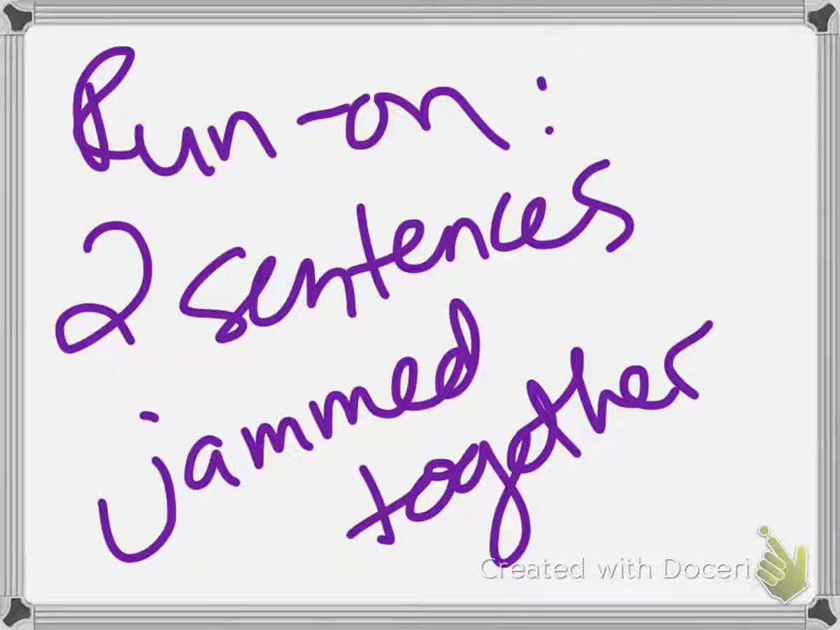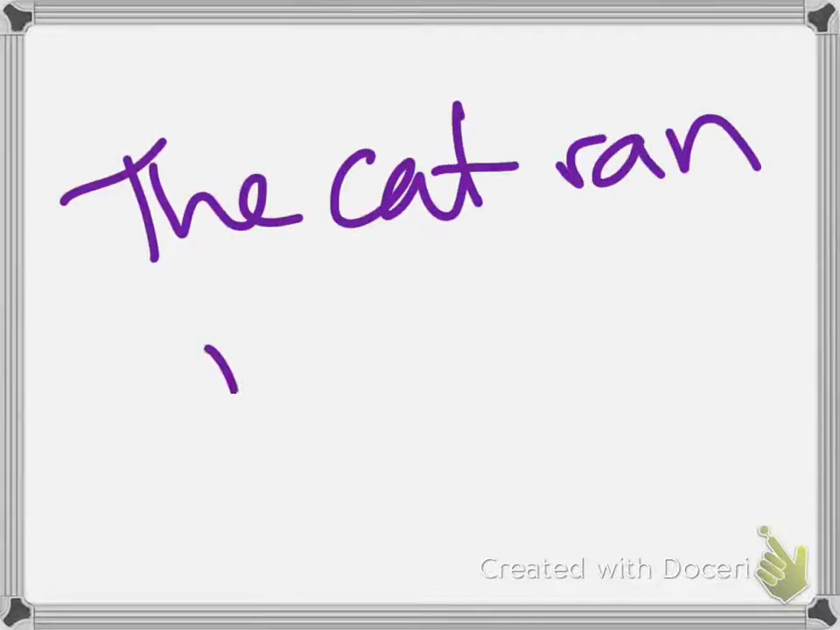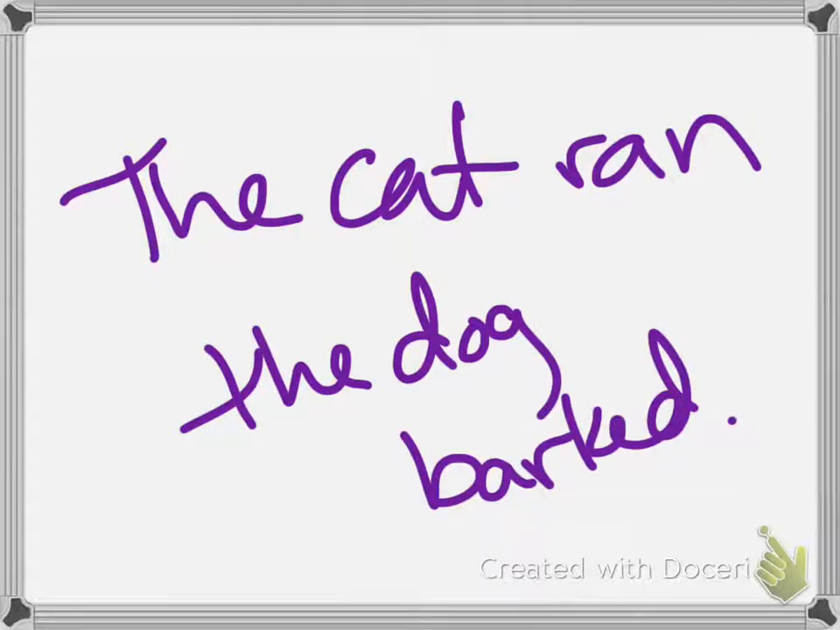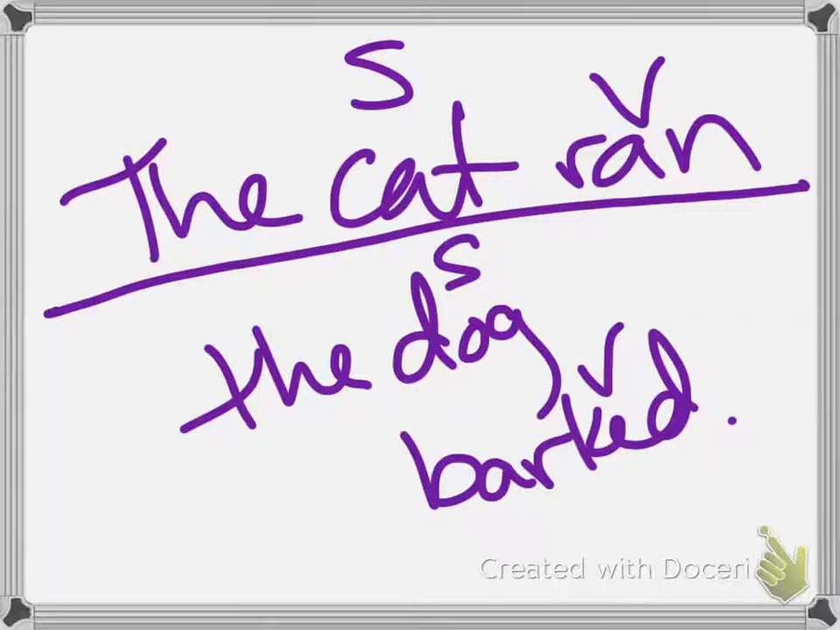So, to give you an example, a run-on sentence doesn't have to be very long. It can be something short like, the cat ran, the dog barked. Well, this is a run-on sentence because we have a subject and a verb, and we have a subject and a verb. And both halves here could stand by themselves. Like if you say the cat ran, period, that's a complete sentence. If you say the dog barked, period, that's also a complete sentence. So you can see here that a run-on sentence is two complete sentences that are jammed together without appropriate punctuation.